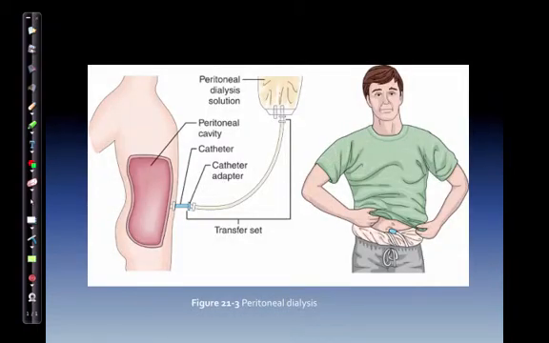And this is figure 21.3. This is peritoneal dialysis. So this right here is the dialysate, and it's generally run in, which gives them a full feeling in their peritoneal cavity, and then their peritoneal cavity acts as a semi-permeable membrane.